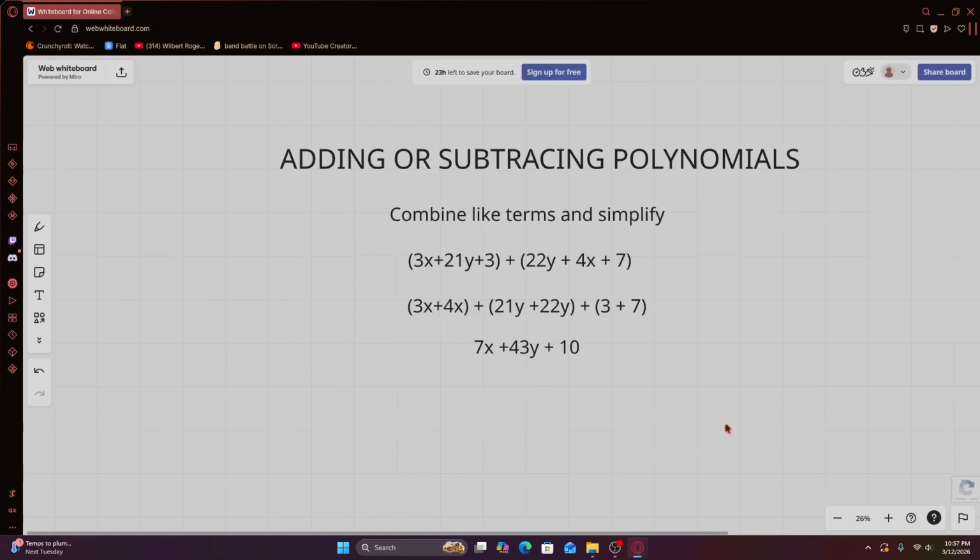Now, for subtraction, it would be the exact same, but instead we would make the second term the inverse of what it is. So multiply everything by -1. So it would be negative 22y, negative 4x, and negative 7.